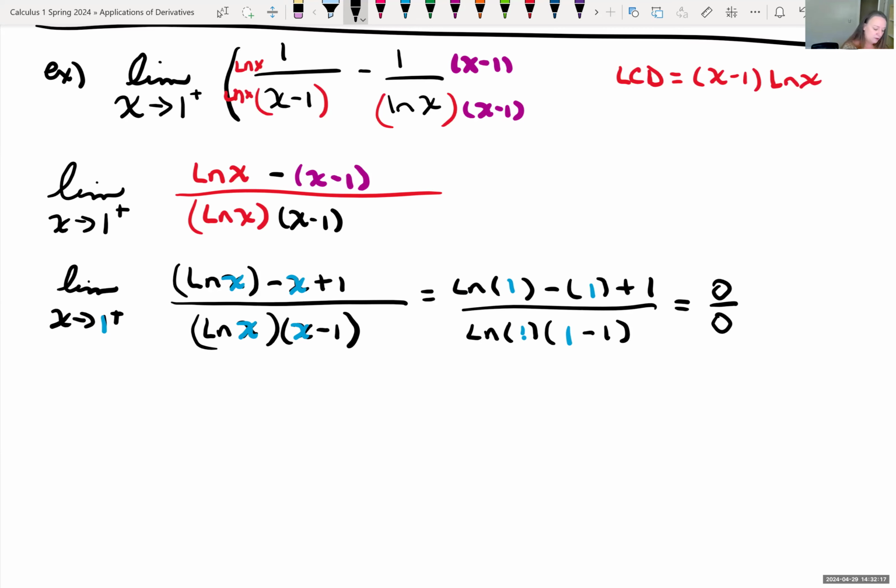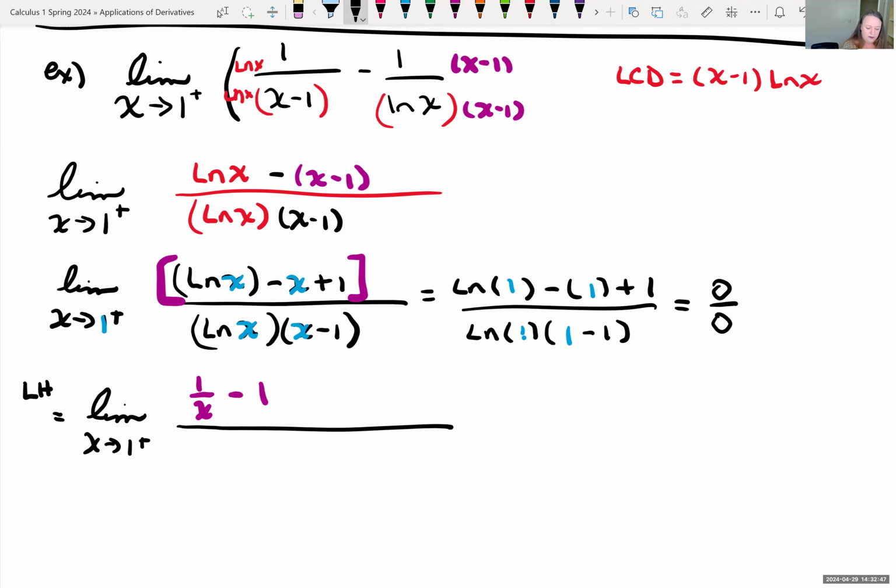So we want to use L'Hopital's rule. I'm looking at the limit as x approaches 1 from the right. Let's go back up here and differentiate our numerator. Remember the derivative of the natural log of x is 1 over x, minus the derivative of x, which is 1. The derivative of 1 is 0.